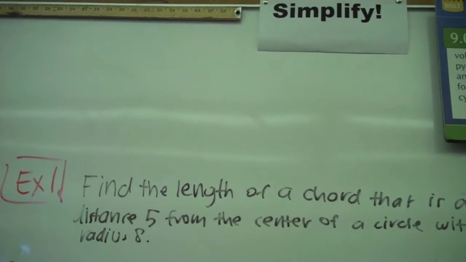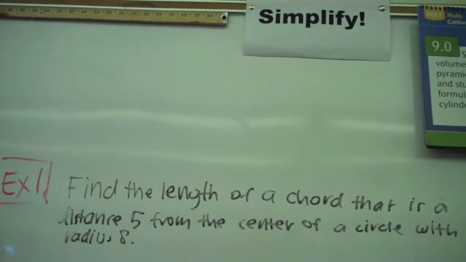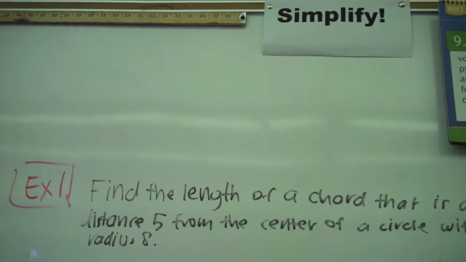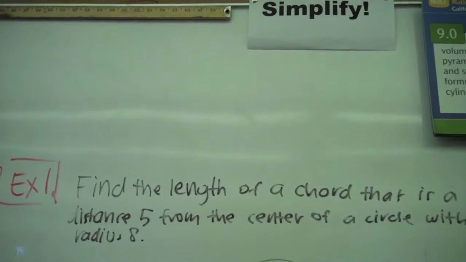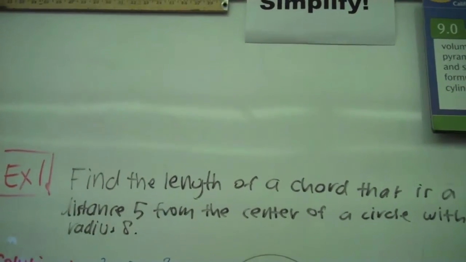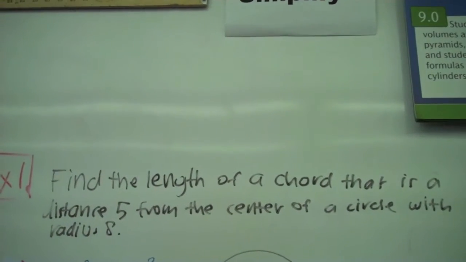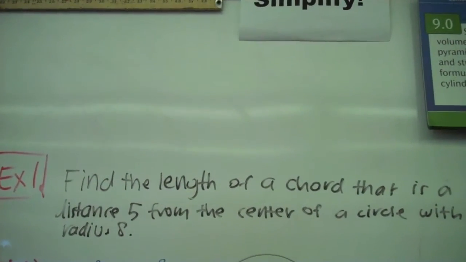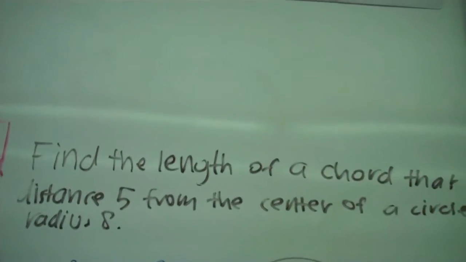Recall that the distance from a point to a line is the length of the perpendicular segment from the point to the line. This definition is used in the following example. Find the length of a chord that is a distance 5 from the center of the circle with radius A. Now you solve the problem.